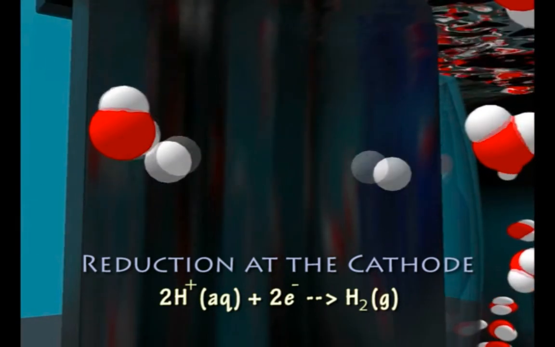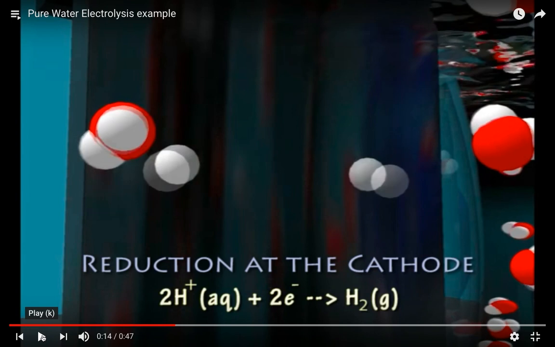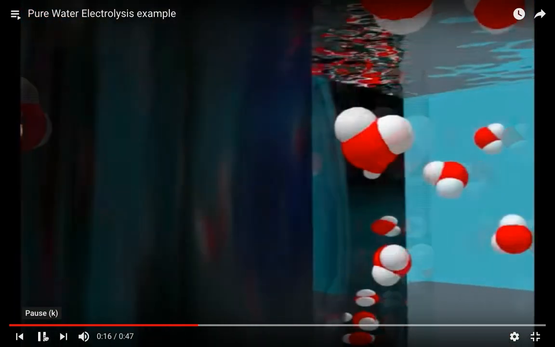At the negative terminal, they react with the positive hydrogen ions. If you can see this, water is really H2O. So you can see there's red spheres with two white spheres on each one. The red spheres are oxygen and the white spheres are hydrogen. And so here the electrons at the cathode are joining up with hydrogen ions, and they make hydrogen gas. And so that hydrogen gas just bubbles out.